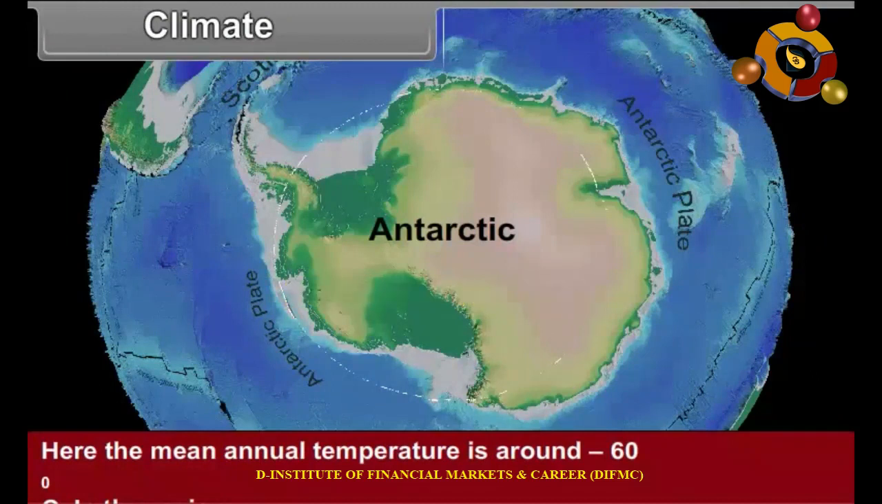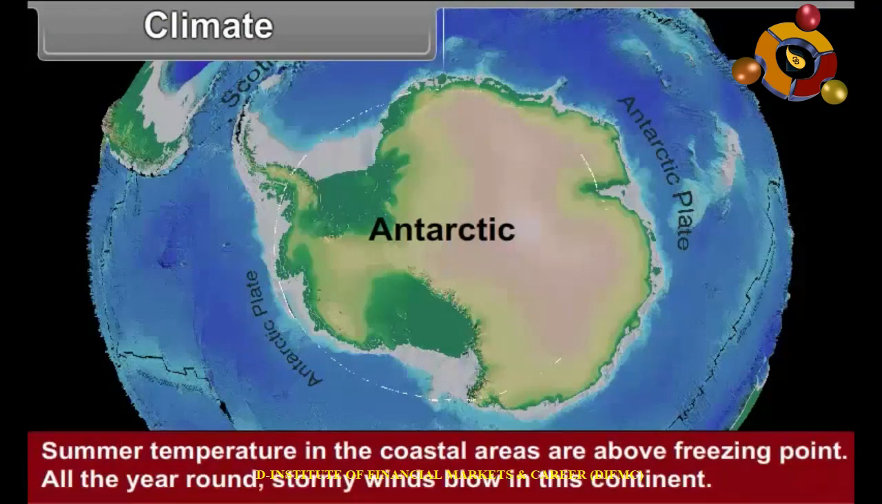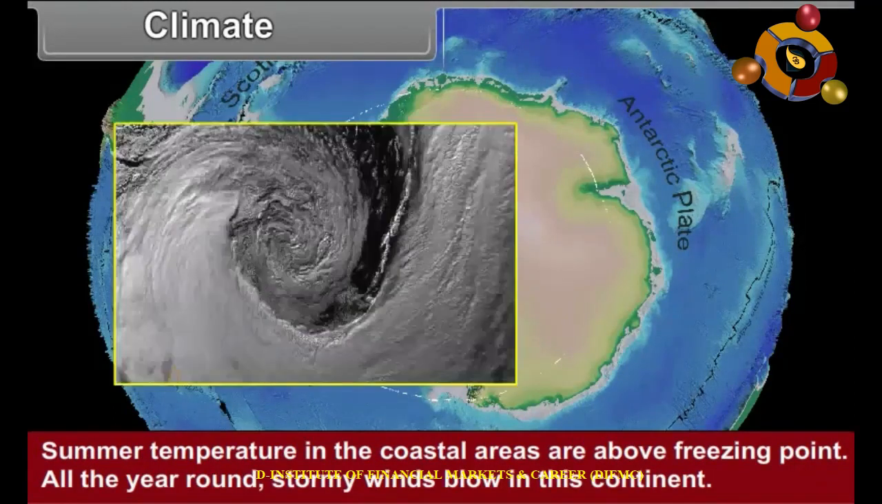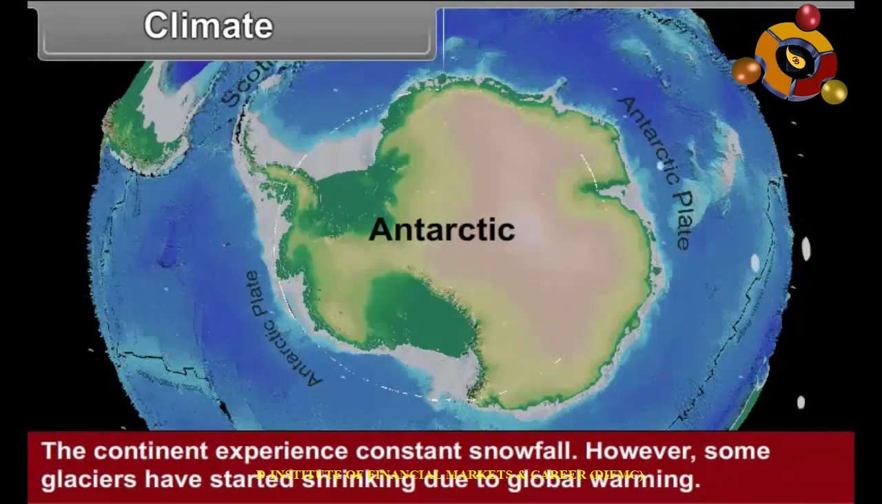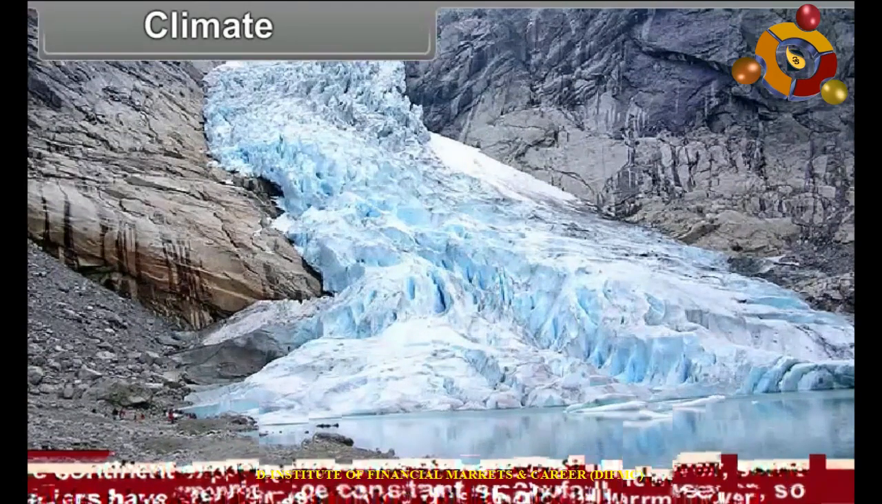In the region of the Antarctic Peninsula, the climate is comparatively warm. Summer temperatures in the coastal areas are above freezing point. All the year round, stormy winds blow in this continent. The continent experiences constant snowfall. However, some glaciers have started shrinking due to global warming.